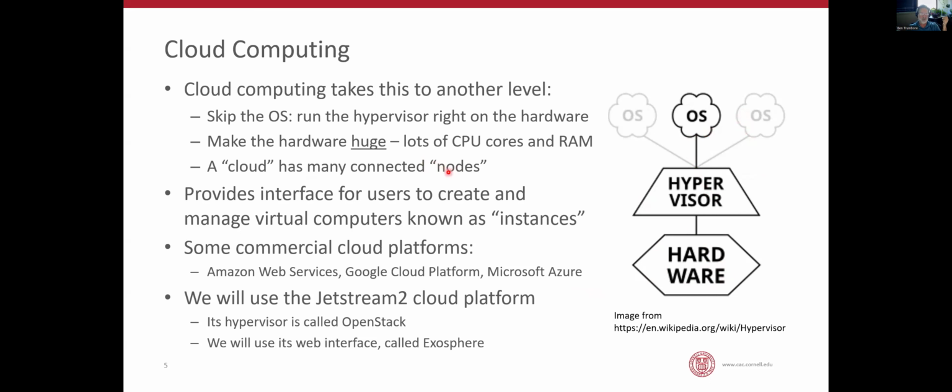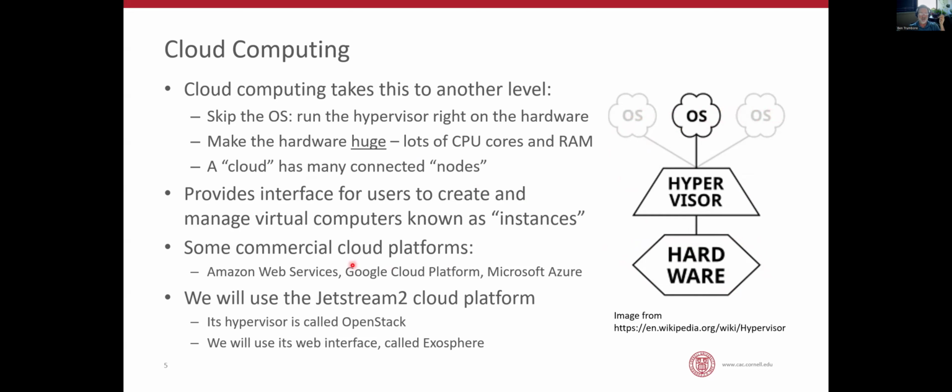So what they did was they took away the operating system and they run a powerful hypervisor that is constructed for the purpose of supporting cloud computing. And then they made the hardware huge, lots of CPU cores, lots of RAM, lots of disk space, storage that can be sliced up and shared with the virtual computers that are running on it. And in the cloud computing world, we call these virtual computers instances. It's an instance of some operating system, some particular configuration on that operating system.